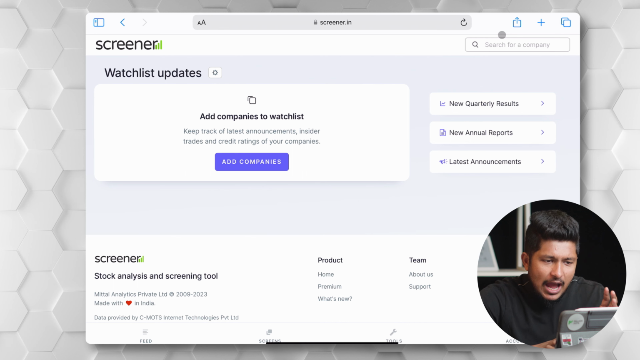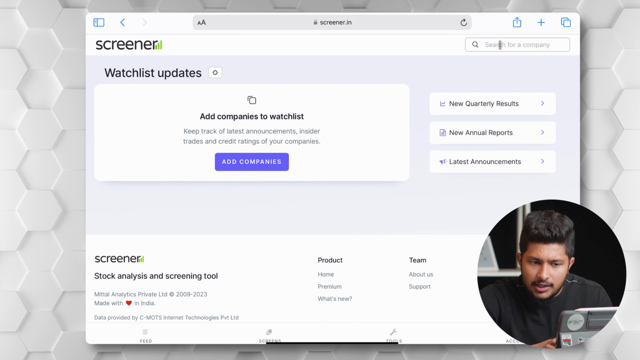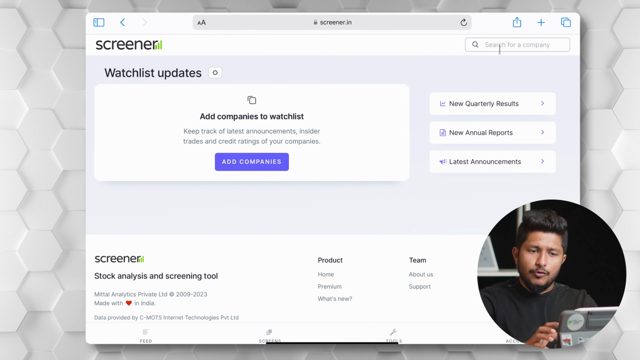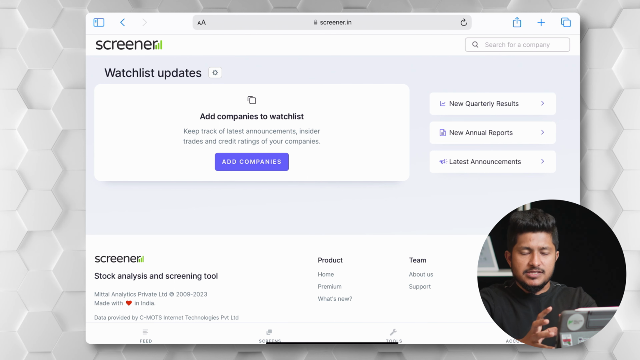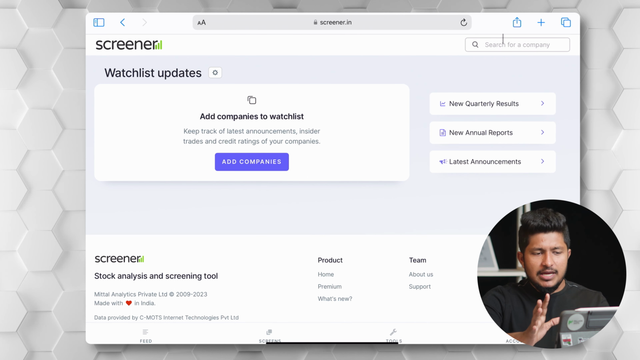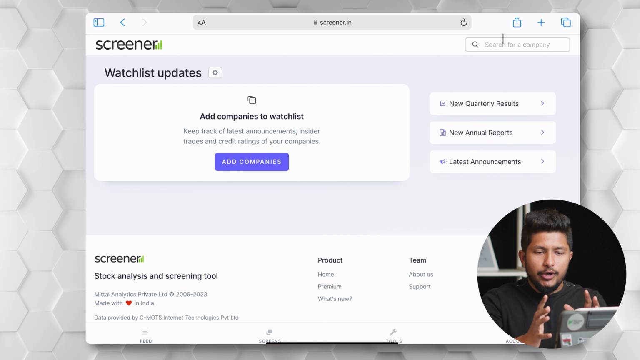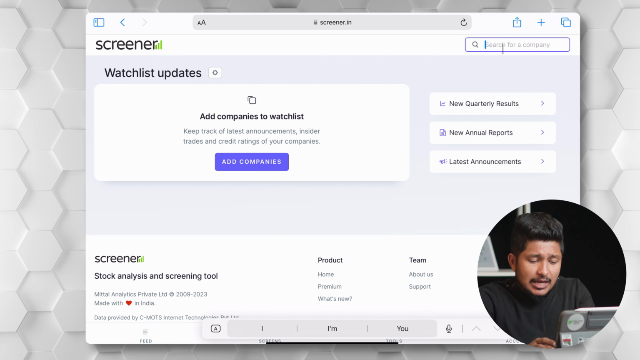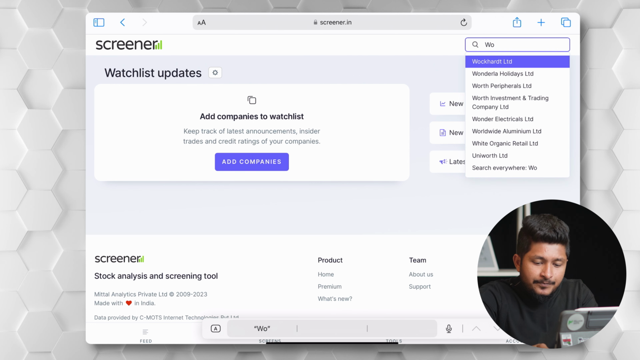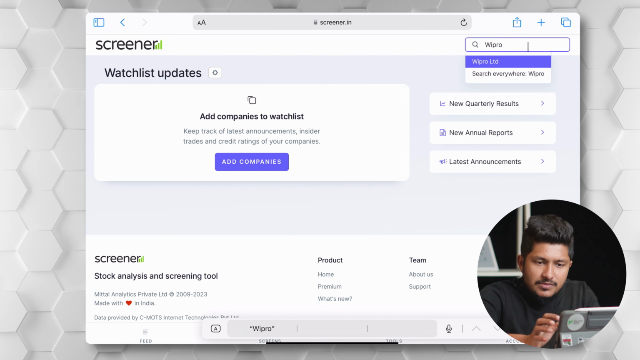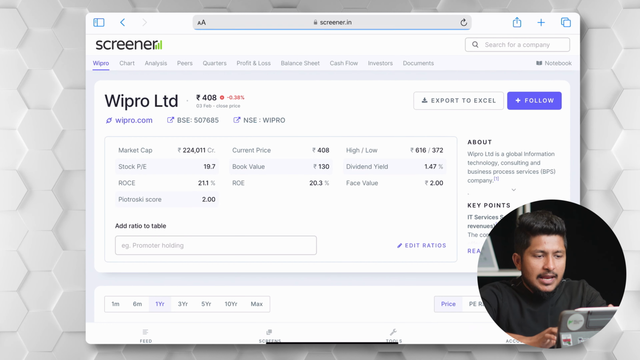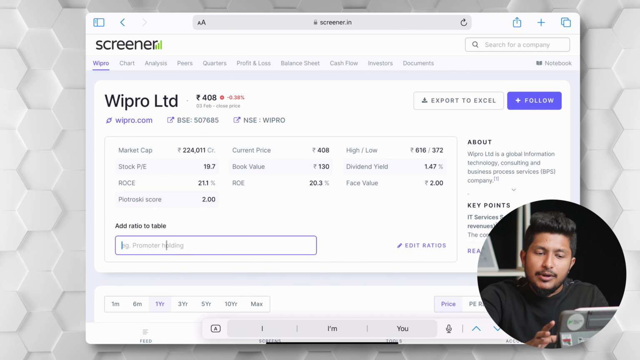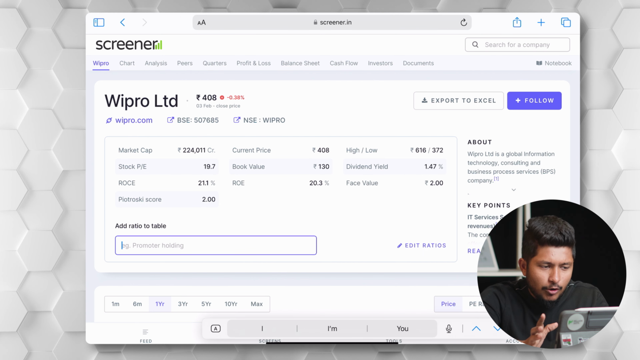So here you have the website screener.in, which is a pretty good website for you to understand a lot of financials and fundamentals of a company. This is the same place where you are going to see the Piotroski score of a company. So let's randomly type out any company, let's say Wipro. Okay, so I'm just checking out Wipro and you can see the financials here. Here you can see the fundamentals of Wipro and all of that.